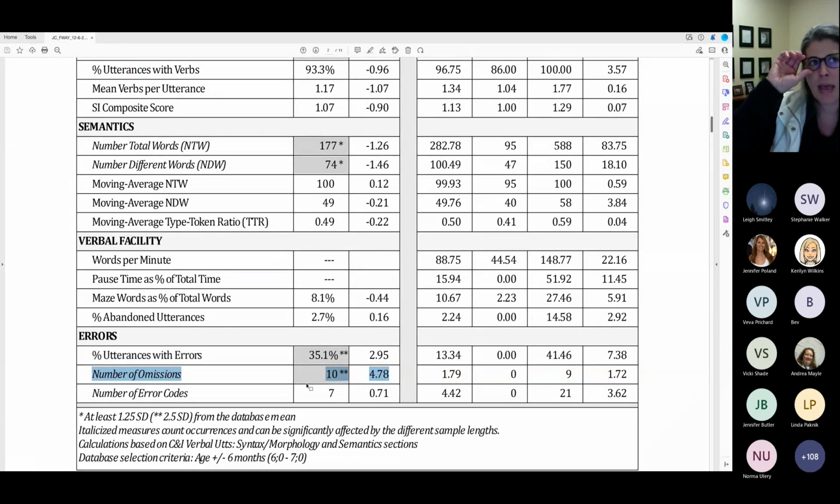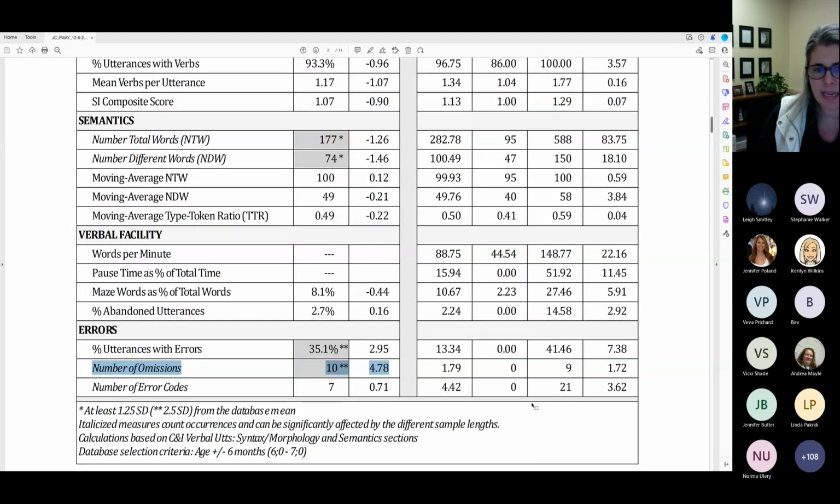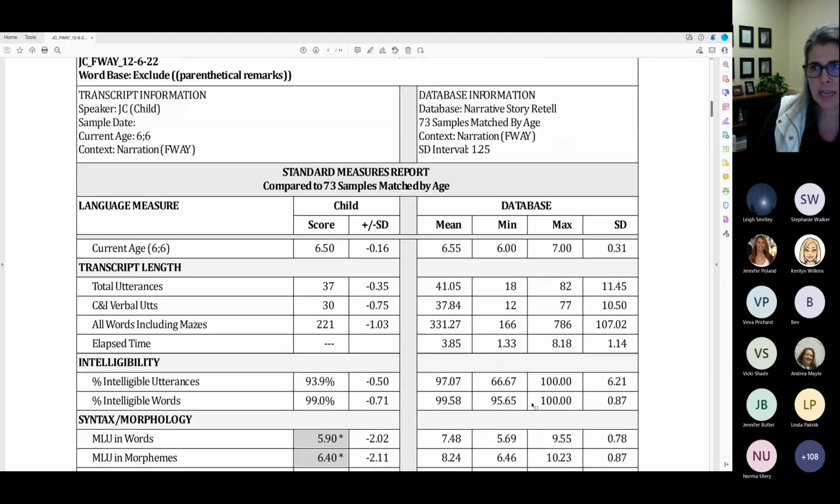So if you remember back to the utterance that had those asterisks in it, he has a significant number of sentences that have omitted words. So we would want to go in and see what that pattern is for the types of words that he's omitting. So this is the main page that you may want to look at.